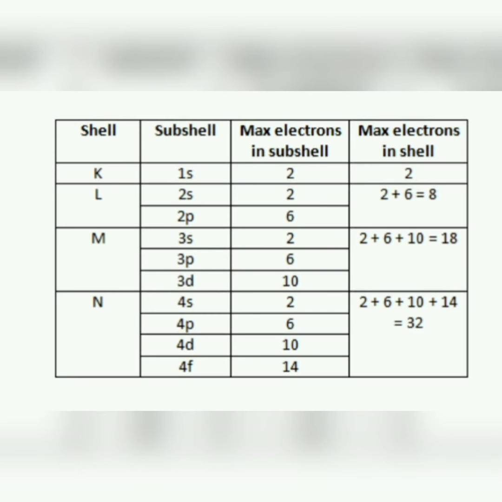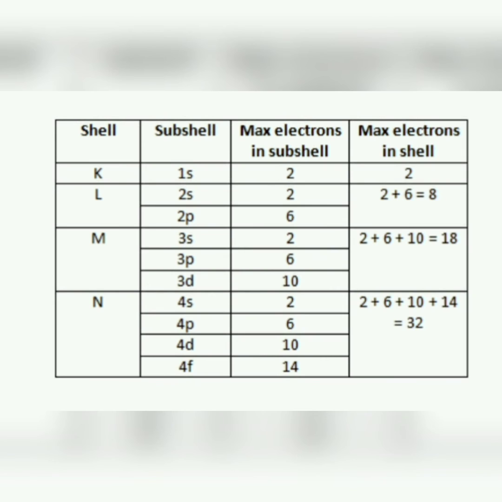Now let's see the distribution of electrons in each subshell. The K shell has only one subshell, which is 1s. It can accommodate 2 electrons, so the maximum number of electrons that can be accommodated in K shell is 2. The L shell has 2 subshells, 2s and 2p. The 2s subshell can accommodate 2 electrons, while the 2p can accommodate 6 electrons. So the maximum number of electrons in L shell is 2 + 6 = 8.